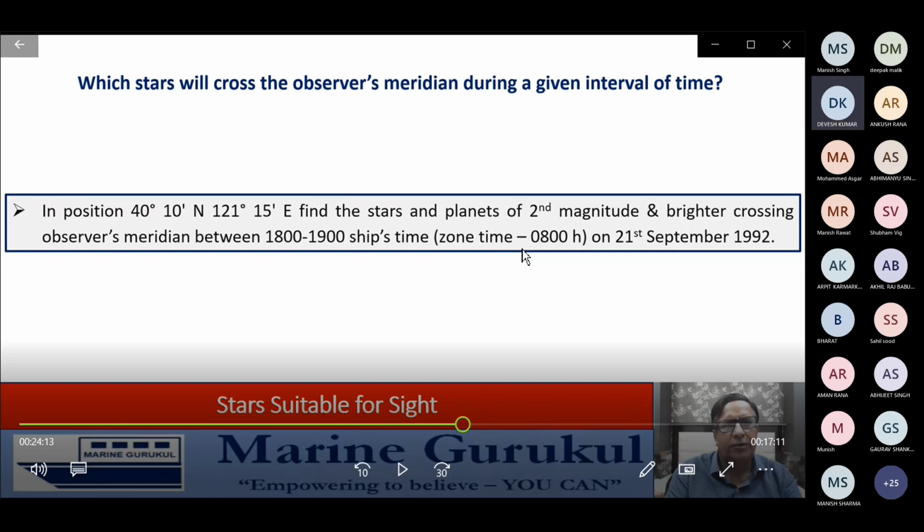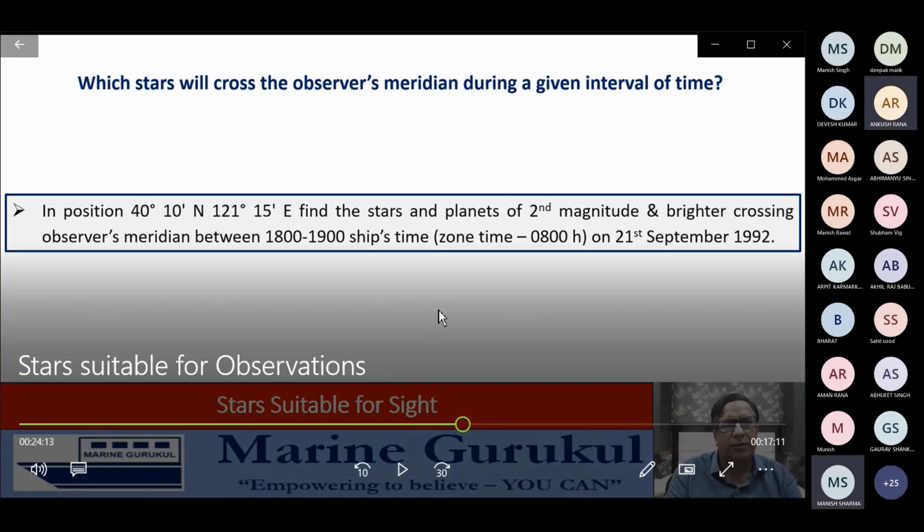So second magnitude and brighter का मतलब उससे नीचे जो भी रहेगा ना सर, one magnitude मतलब. Second magnitude and brighter means the magnitude should be less than or equal to 2.0. Right. Greater than 1. सर जब ठीक है.